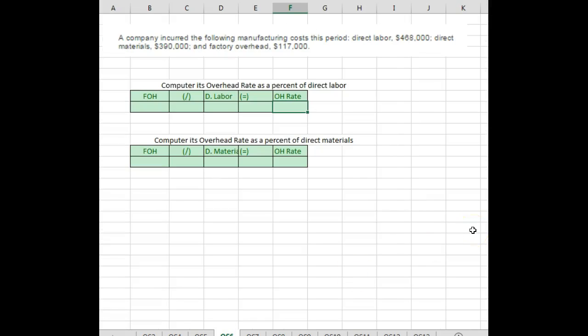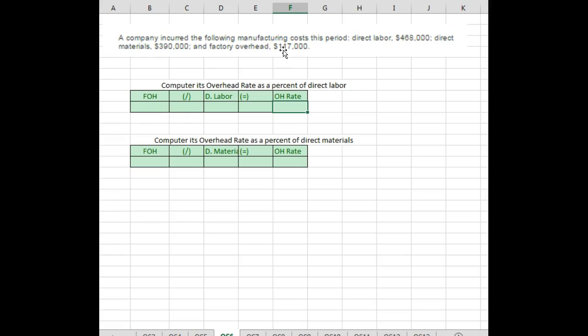Oh, now this one's fun because now we're going to start working with applied overhead, which is something that we use to tack on overhead when we don't have the true overhead amount. And to do that, we use an overhead rate that is tied to something directly to the product. So here's going to show us how to create the rate. The company incurred the following manufacturing costs this period: direct labor, $468, direct materials, $390, and factory overhead was $116.